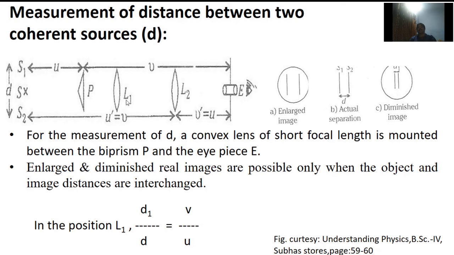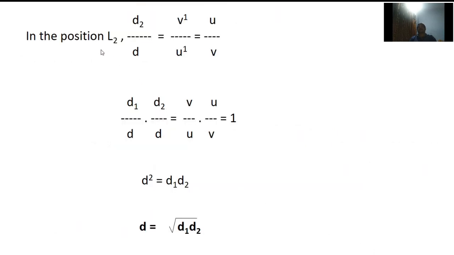Now we change the position of the convex lens to L2. When we shift the lens from L1 to L2, we get a diminished image. So in the diminished position, that is the position L2, d2 by d is equal to v1 dash by u1 dash. Here the image distance becomes the object distance and the object distance becomes the image distance. Therefore, d2 by d is equal to u by v.